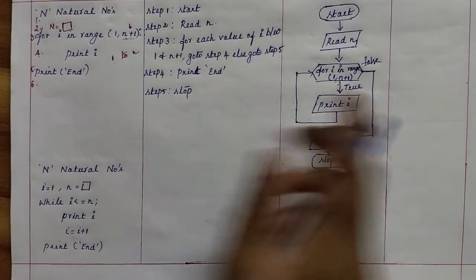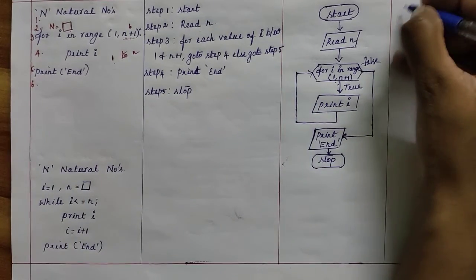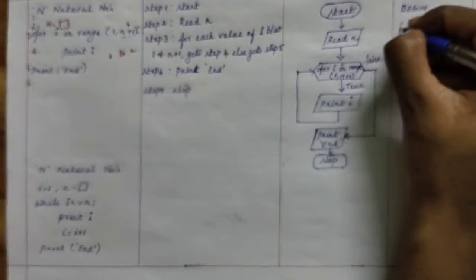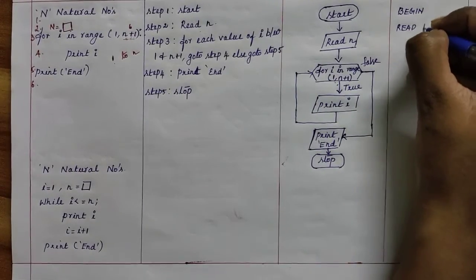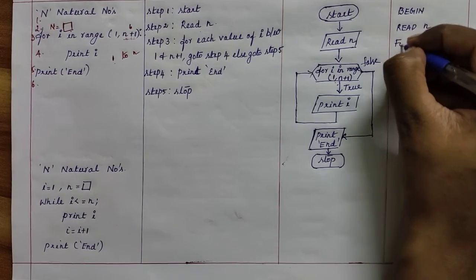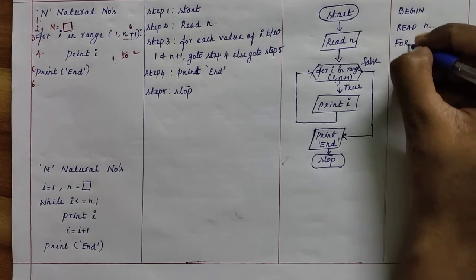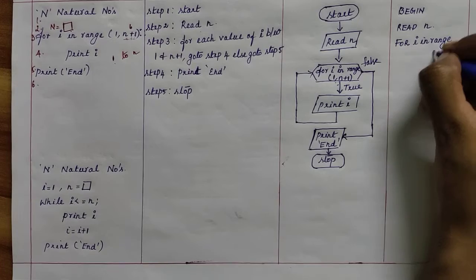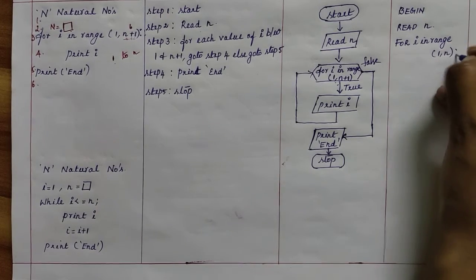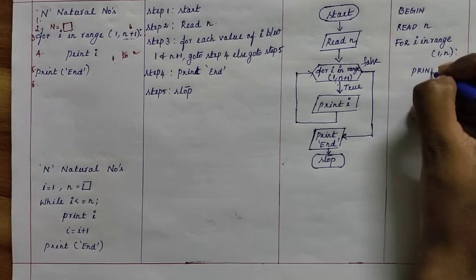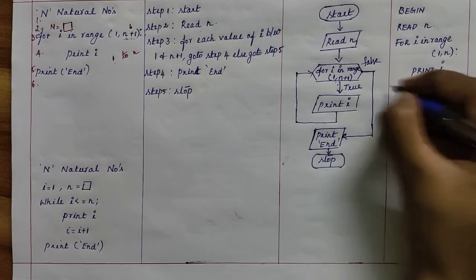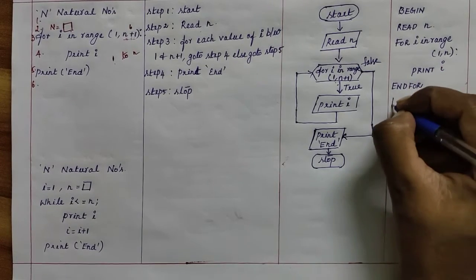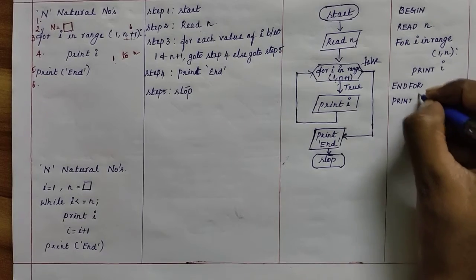And next you have to write it in pseudocode. It is very simple. First line is begin, and next read n, and next step is for i in range of 1 comma n, and then print i, and next you have to write end for, and then you are going to write print end.